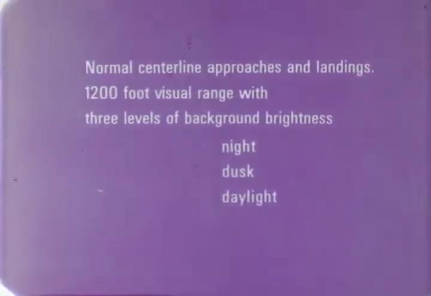Normal centerline approaches and landings, 1,200-foot visual range with 3 levels of background brightness, night, dusk, and daylight. The first approach is night. There are the approach lights. Notice at night there is good contrast between the lighting and the background. The painted runway markings play only a small part in identifying position on the runway.